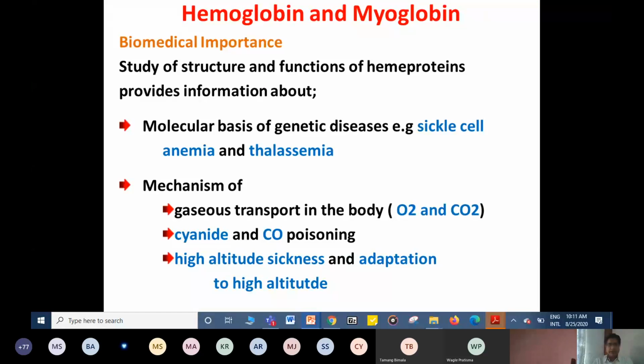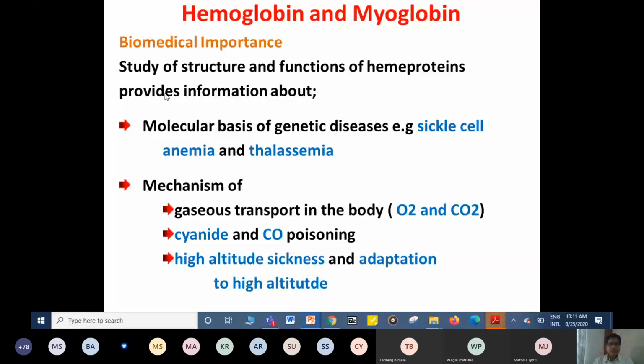Actually, hemoglobin and myoglobin are heme proteins. In the classification of proteins, you might have studied simple proteins and conjugated proteins, and this is an example of a conjugated protein. And heme is the prosthetic group. That's why hemoglobin and myoglobin are examples of heme proteins, conjugated proteins.